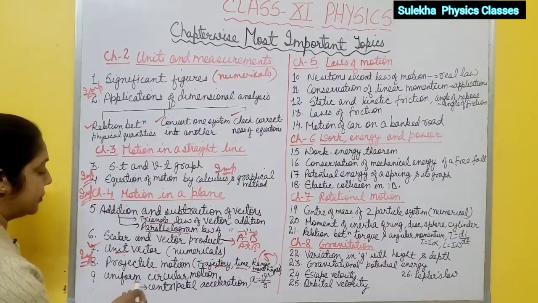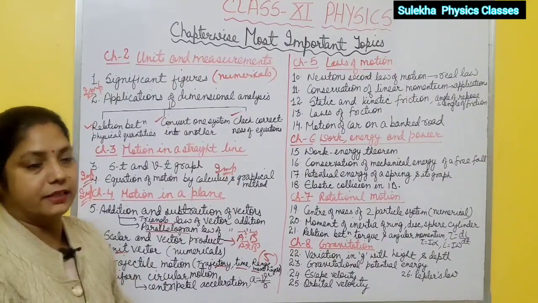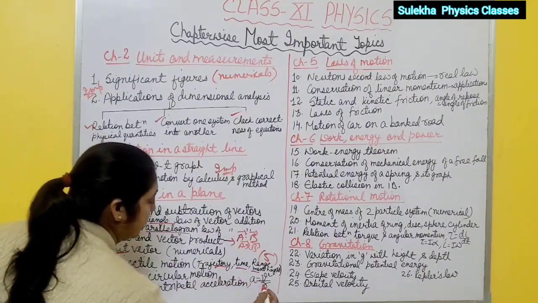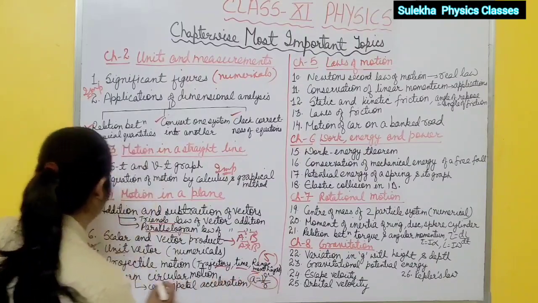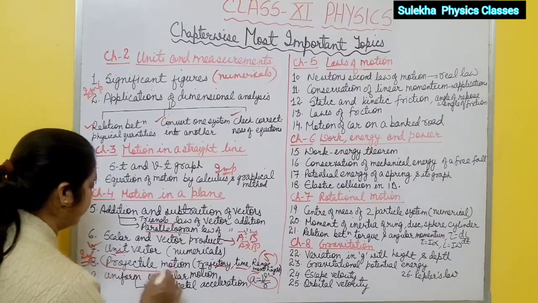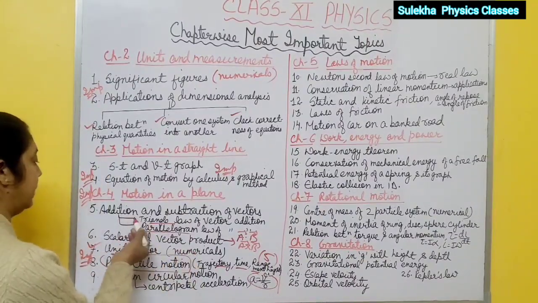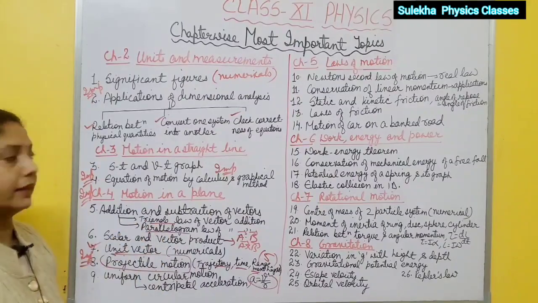Then next is uniform circular motion. In this one you have to derive centripetal acceleration is equal to V square by R. This topic is also important. So in chapter 4 most important topic is this projectile motion, and then scalar and vector product, and also these two laws of vector addition.